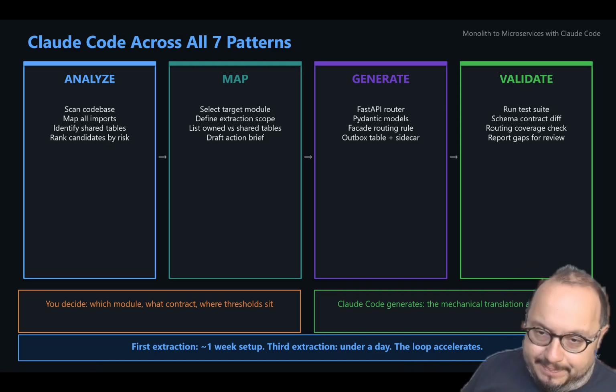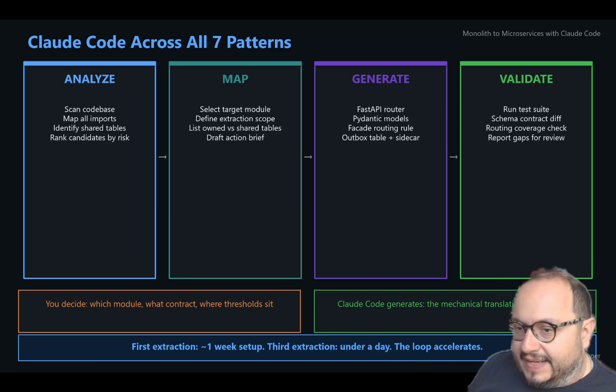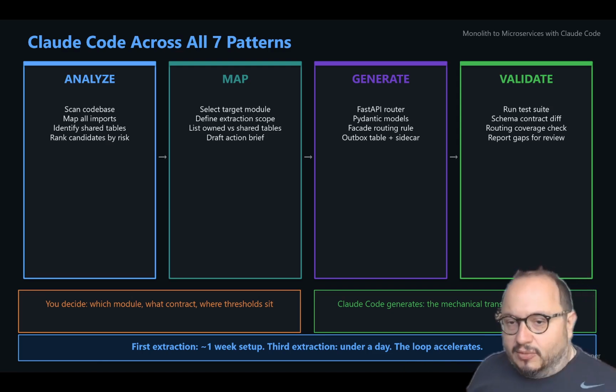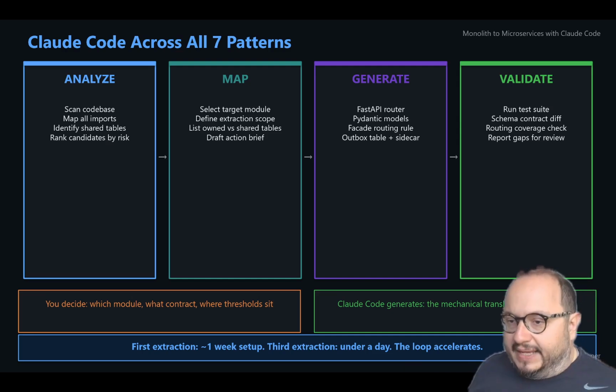Second, map. Translate the analysis into a migration action plan. Which module to extract in this sprint? Which Pydantic model does it need? Which table does it own versus share? The output will be an extraction brief.